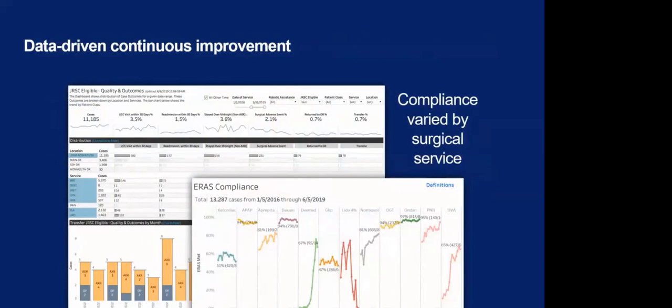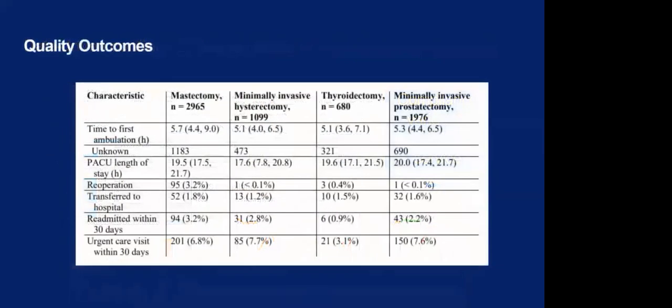Here are some quality outcomes separated by the different surgical services. As mentioned before, we have time to first ambulation ranging from 5 to 6 hours. Our PACU length of stay was about 20 hours, except for hysterectomy, which was about 3 hours less. Our reoperation rates were less than 1%, with the exception of mastectomies, which was about 3.2%. Hospital transfer rates were less than 2% for all surgeries. Our 30-day urgent care visits were low, and a majority occurred greater than 7 days after the procedure.